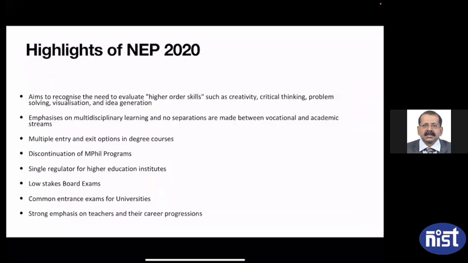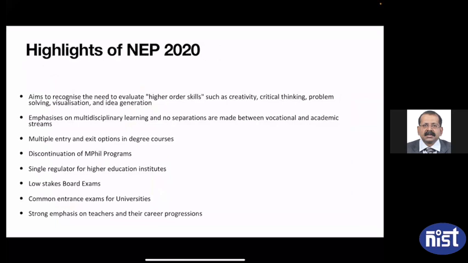Some of the highlights of the NEP 2020. Whenever a new education policy comes, a question which comes to mind is, is it just old wine in a new bottle? And I will answer this question at the end of the talk. I'll take you through all the features of NEP and also leave you to ponder what the answer to the question is, and I will give my answer at the end.